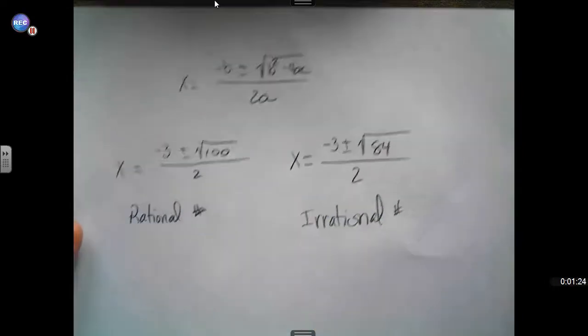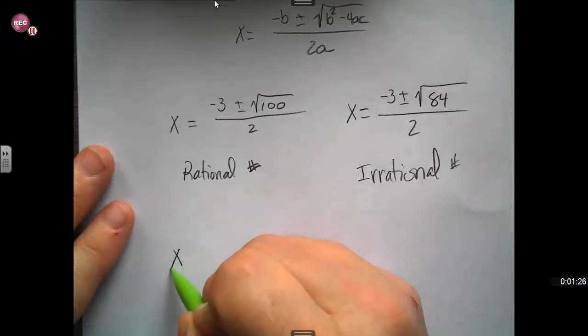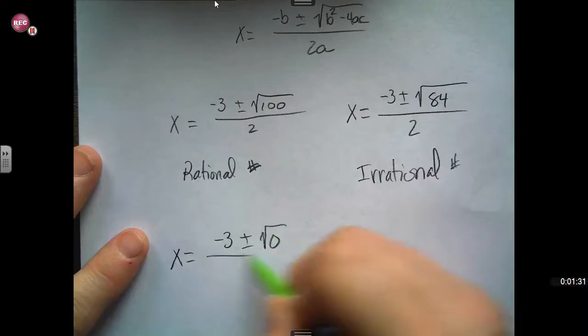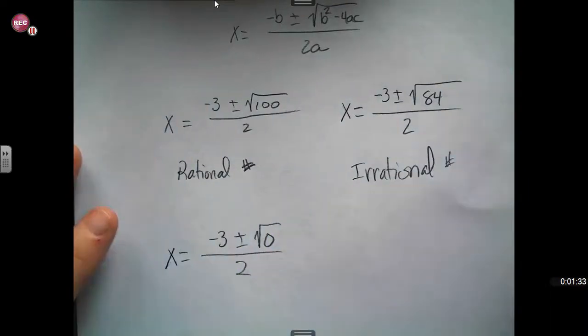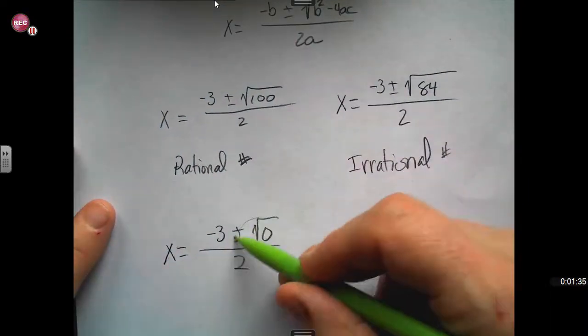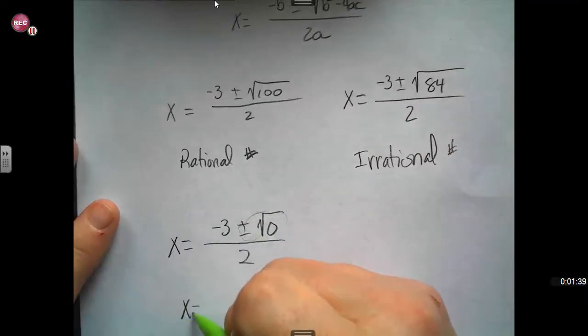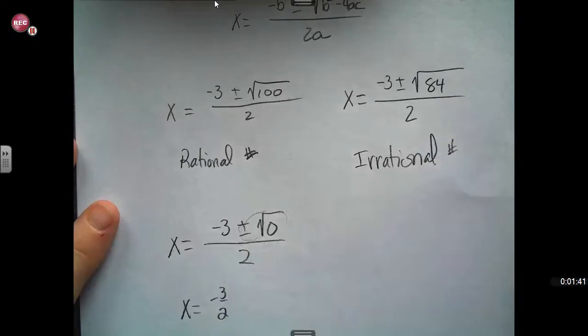Okay? Sometimes we get x equals negative 3 plus or minus the square root of 0 all over 2. And the square root of 0 is 0. So this whole thing goes away. And we just get x equals negative 3 halves, which is rational. But we get what we call a double root.